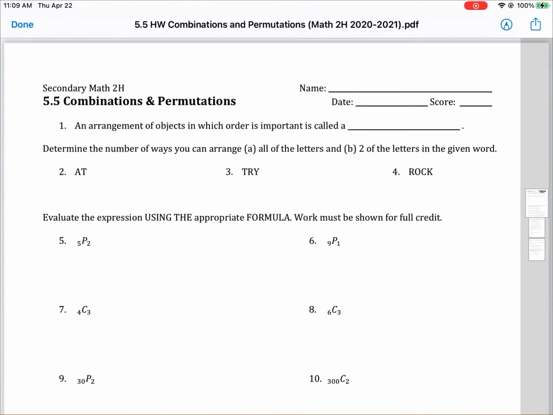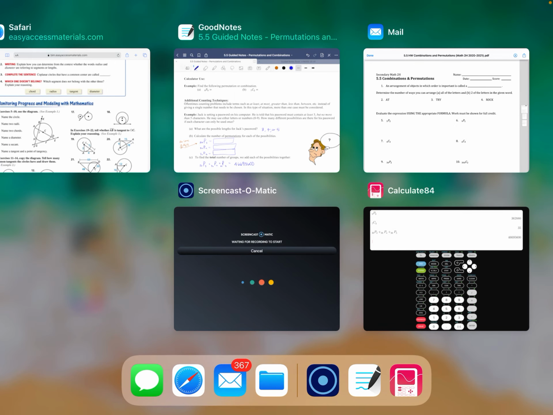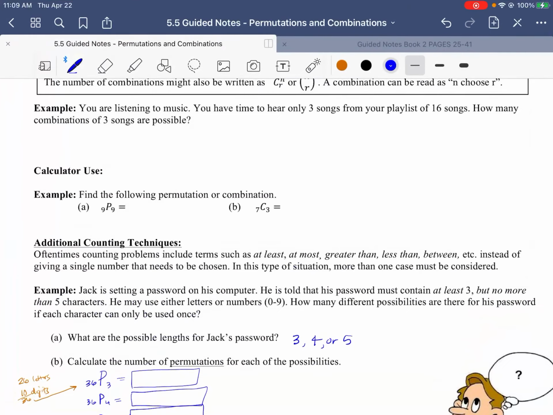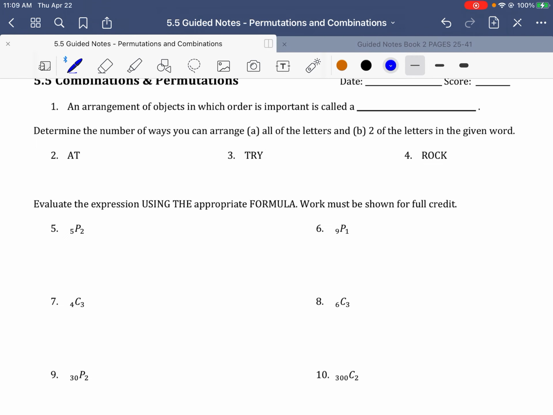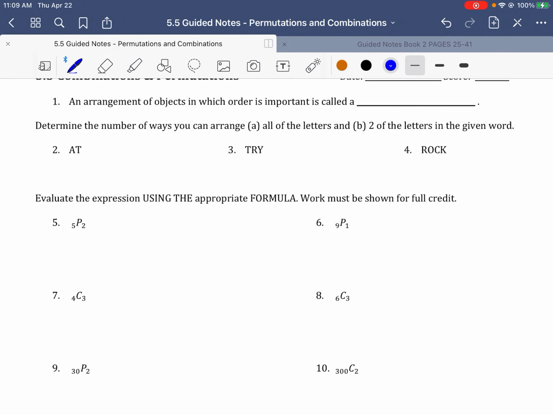Okay, so jumping to the assignment. Oh, that's not what I want. I'm sorry. You guys are going to think this is so crazy. It asks you to do a few different things. So on 2 through 4, it's asking you to determine the number of ways you could arrange letters. Remember, arranging is a permutation.